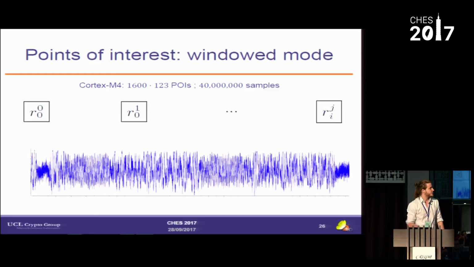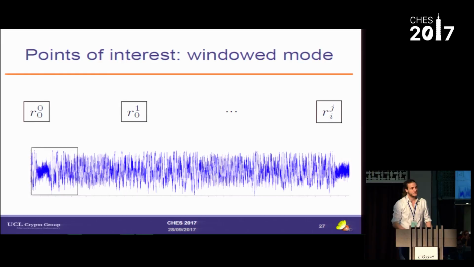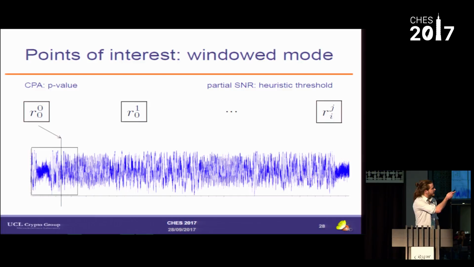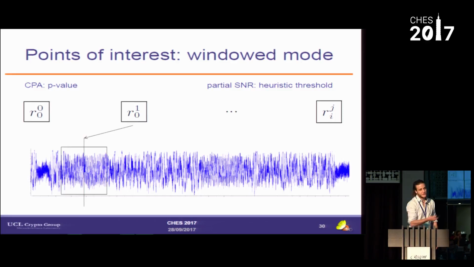As we have a regular implementation, we know that we have a sequential operation of registers. We do a windowed mode, that is, first we select the windows. The way to select it is in more detail in the paper. We compute the correlation of the first register only on this window. There is a nice way to do it on the CPA, which is with the p-value to select if we find something or not. For the partial SNR, you have to use a heuristic method. Then hopefully we find the location of this register in the trace. Then we move the window, and we continue for a second register, and so on.